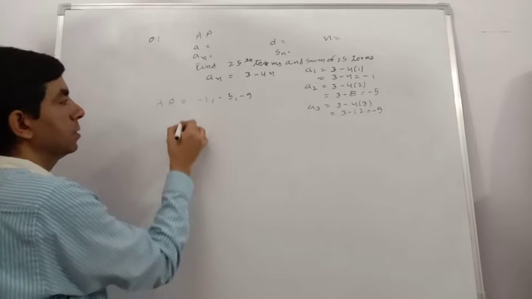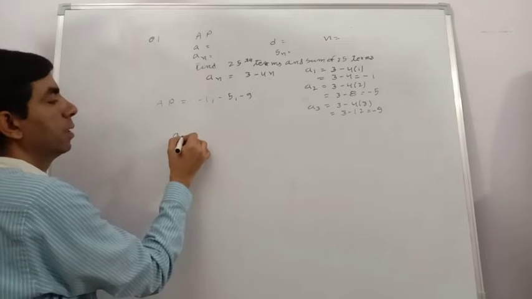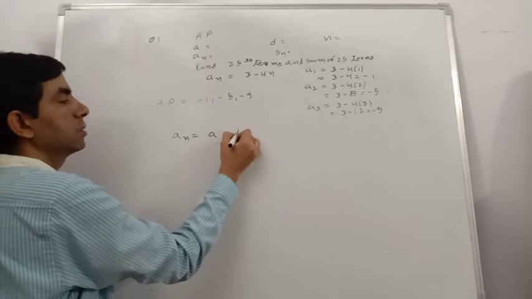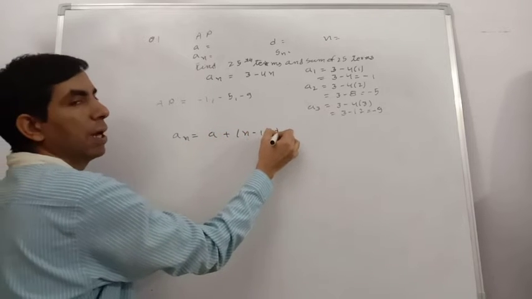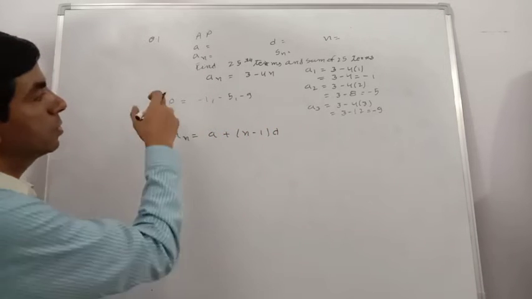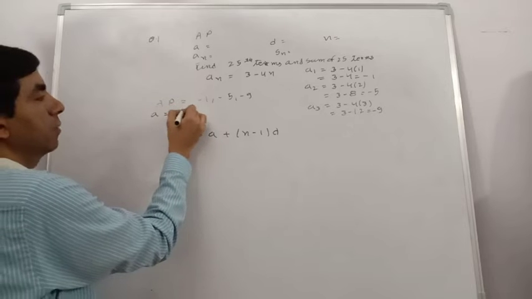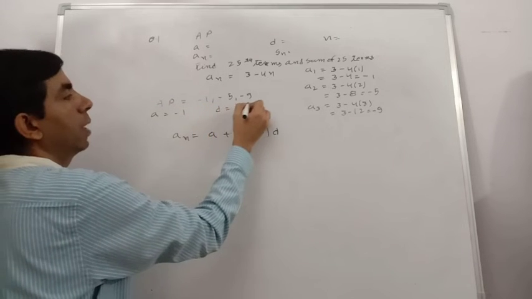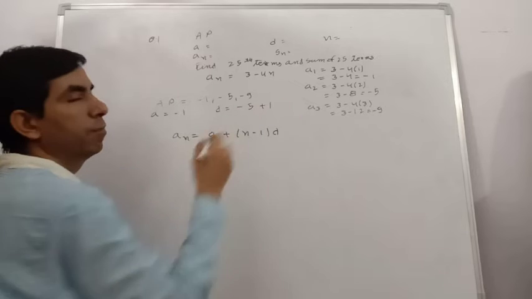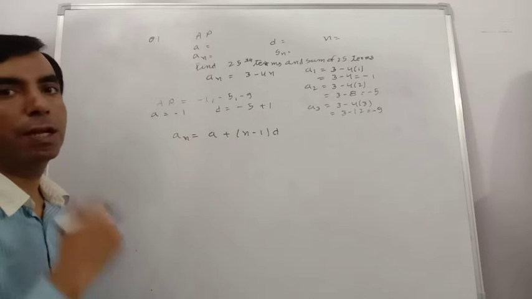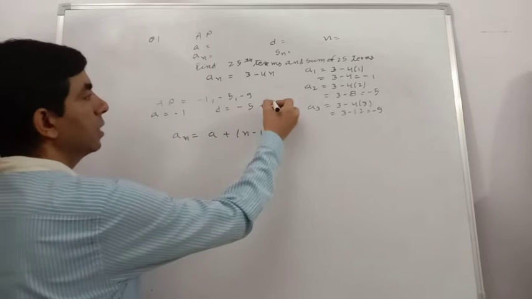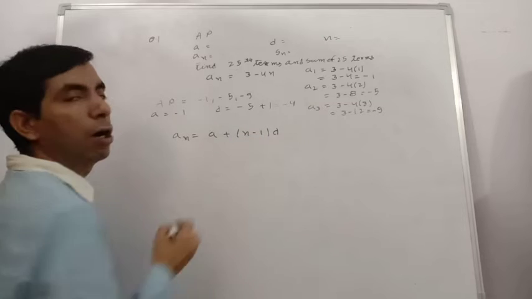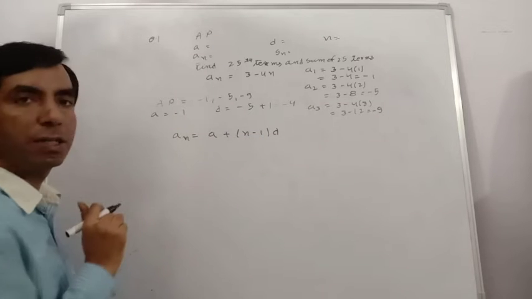So write the values in the formulas. The formula for An is A plus n minus 1 multiplied by D. In this question A is minus 1. Then D is minus 5 plus 1, because we are subtracting minus 1, so its sign will be changed. Our answer is minus 4, means D is minus 4.